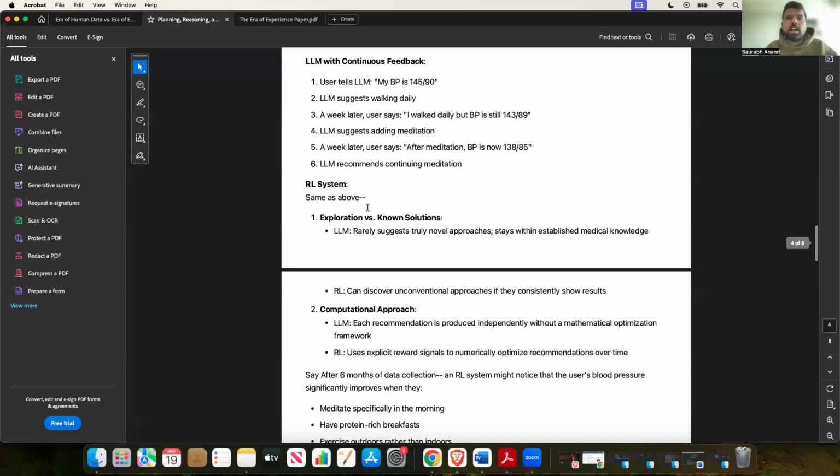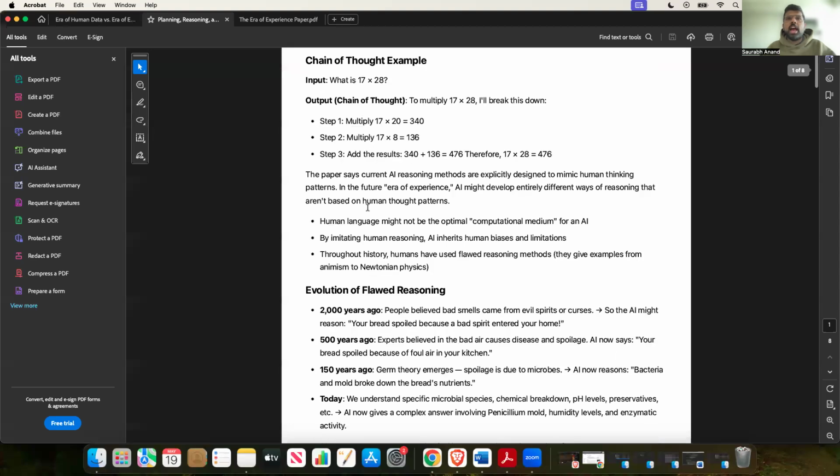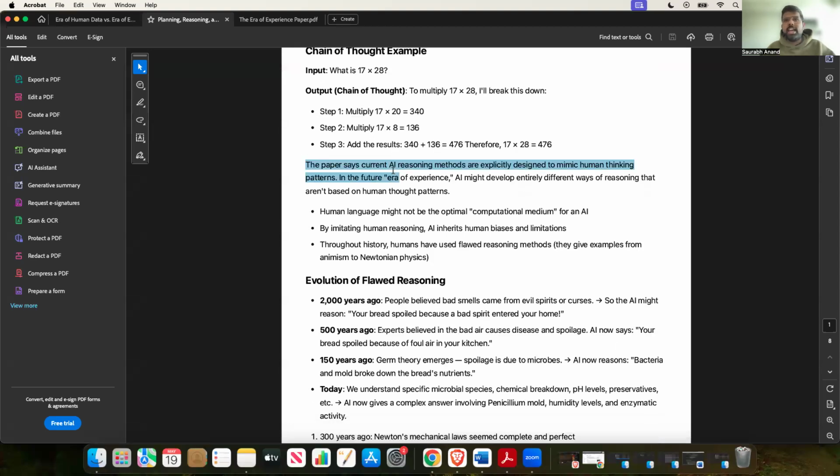Let me just go back to my notes. The paper says current AI reasoning methods are explicitly designed to mimic human thinking. As we saw in the example, they have been provided good quality, rich examples of the input, how you think, the chain of thought, and the final answer. They have been provided millions of examples like that, which allows them to imitate how humans think. But in the future era of experience, AI might develop different ways of reasoning that aren't based on human patterns alone.